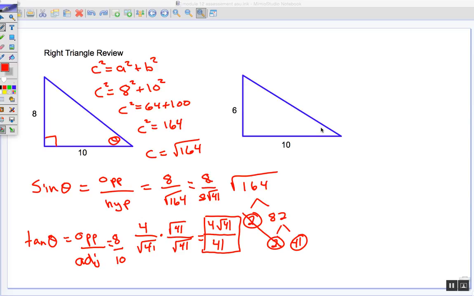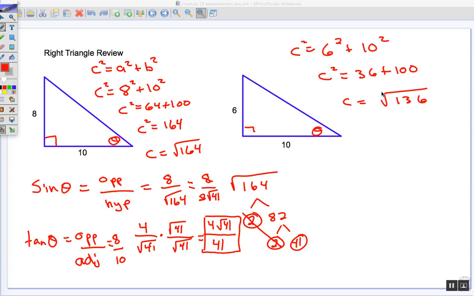So now let's go to this triangle. Let's solve for this side, the hypotenuse, again using our Pythagorean theorem. C squared is equal to 6 squared plus 10 squared. C squared is equal to 36 plus 100. So that gives us C is equal to the square root of 136. So this one we're going to evaluate with a calculator. So that's square root of 136, which gives us 11.66.